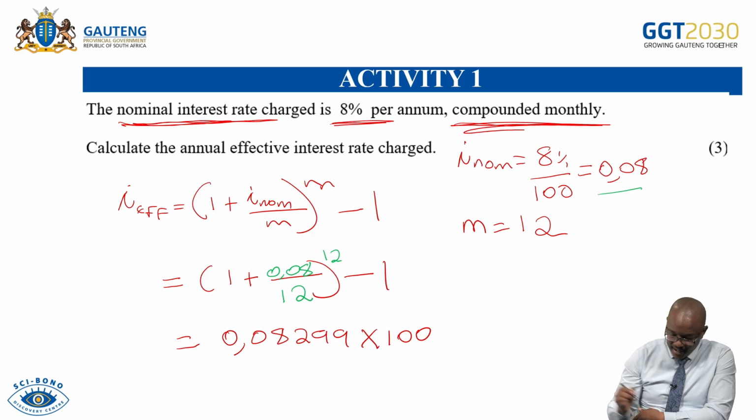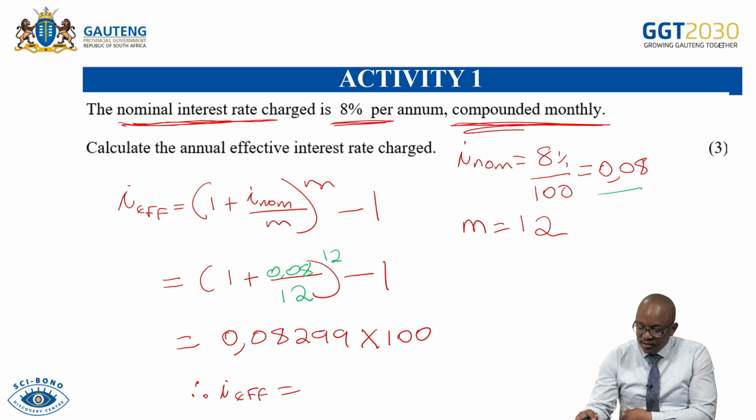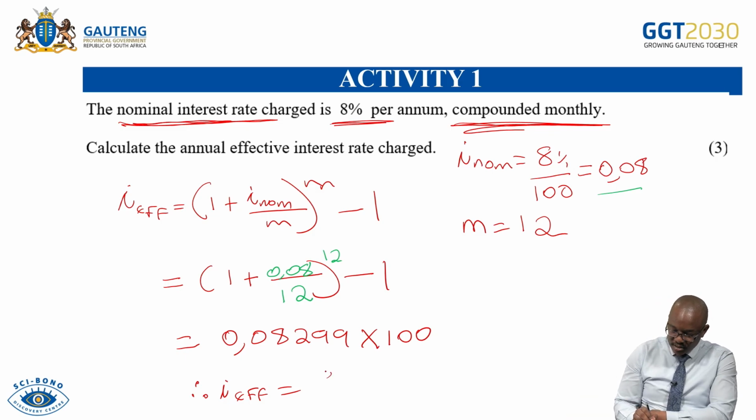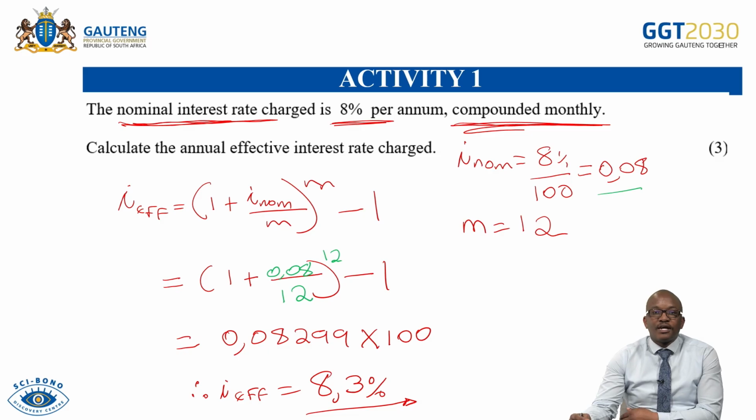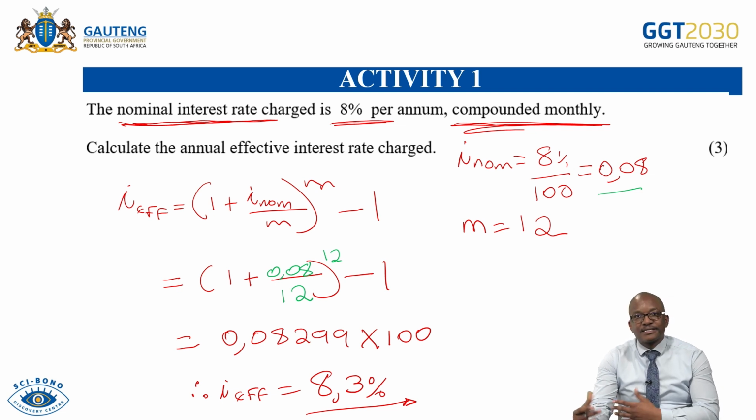And when we multiply that by 100, therefore your I effective will be 0.08299. Then you multiply it by 100, and you realize that your effective interest rate will be 8.3%, correct? So that's how you calculate your effective interest rate charged, correct? It's as simple as that.